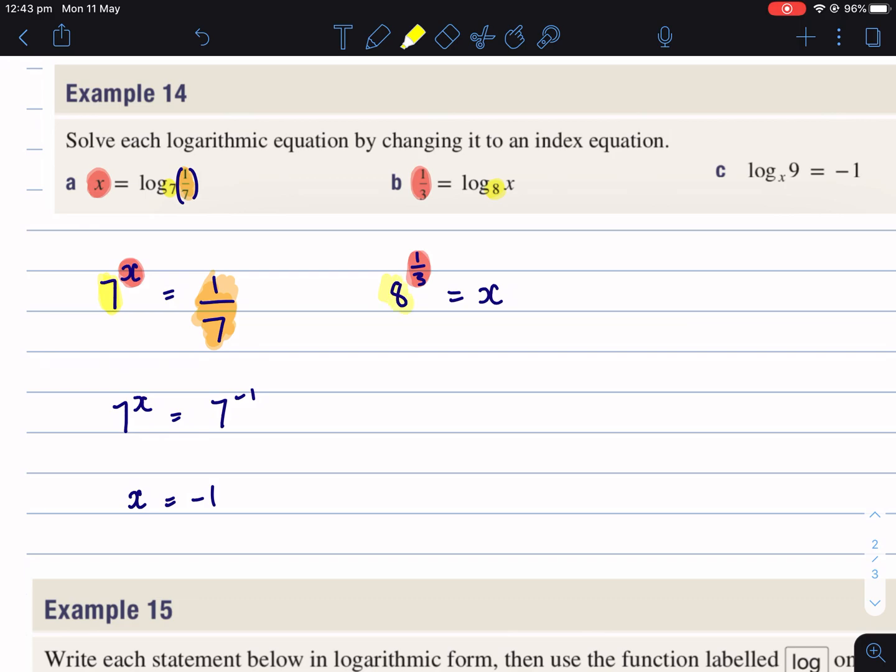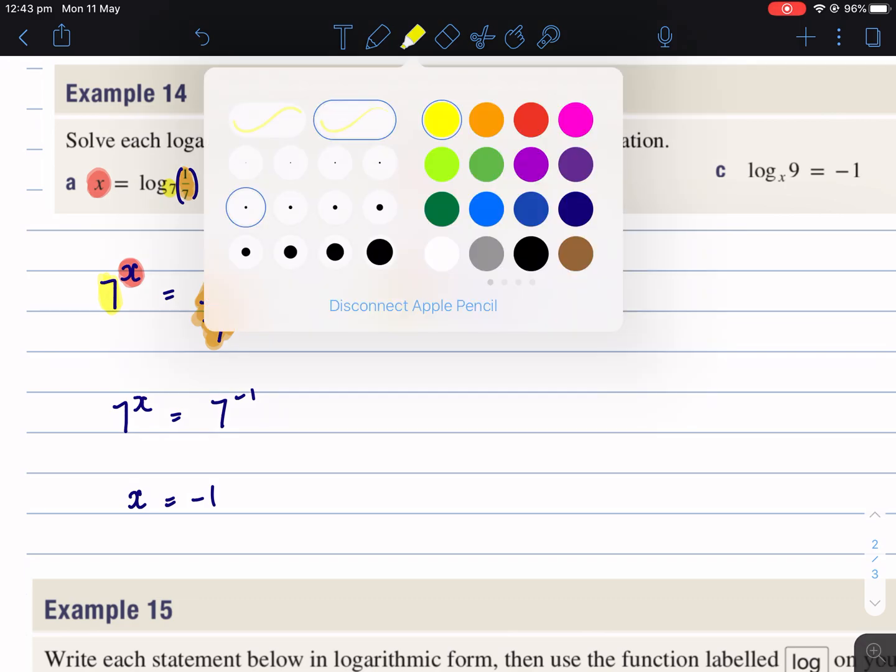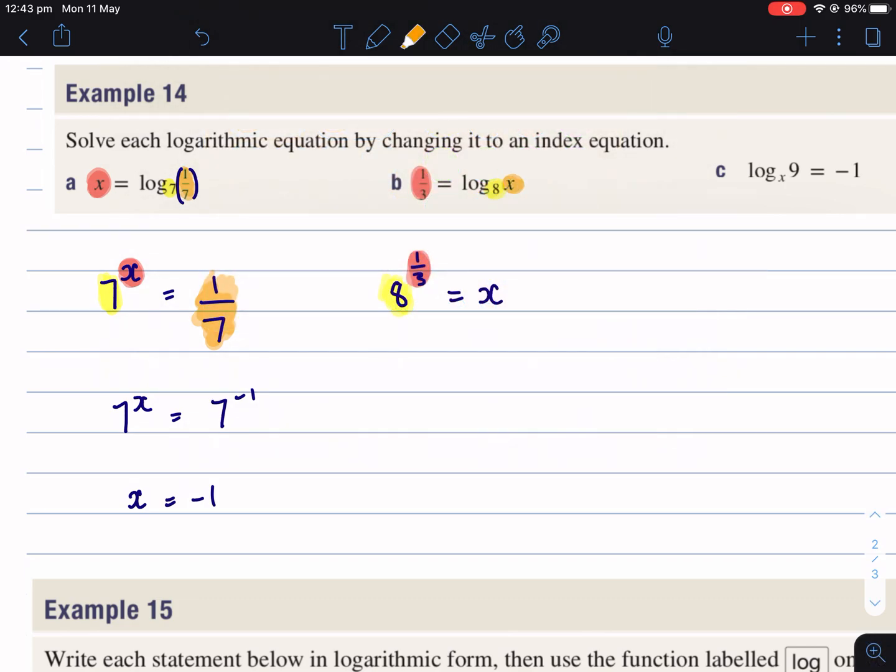Whatever the base is, that's like the thing you're raising to the power. And the big number in the log, like the main number in the log, is what the answer ended up being. So x to the 1/3, well, that's the cubed root of 8, isn't it? Sorry, 8 to the 1/3, which is 2.